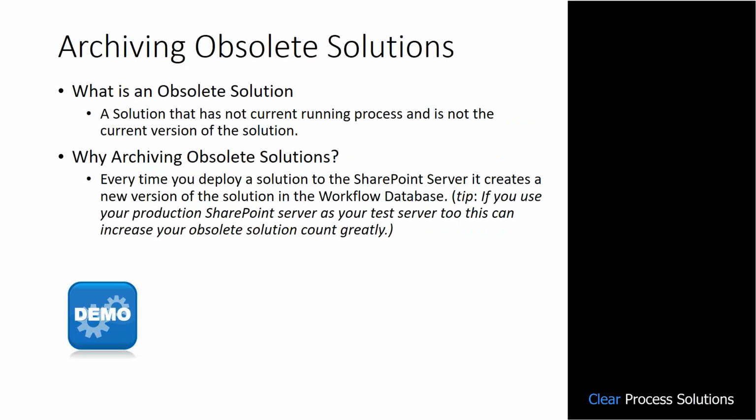So every time you deploy a solution, you're going to get a new version. And if you have a current running process, then it's not going to be obsoleted yet until it no longer is running and has been completed or canceled or something. So only obsoleted solutions are the ones we're trying to archive out here, right? And so Winshuttle has devised a solution for that too.